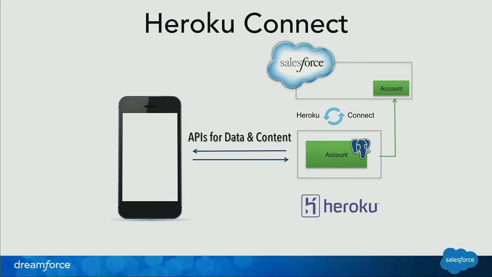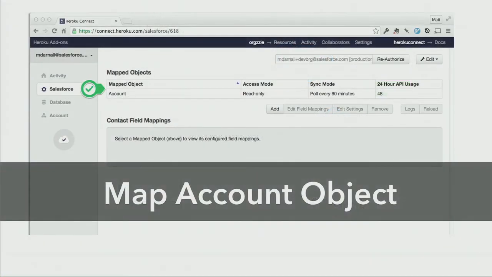It's pretty easy to set up and to configure. We just need to tell Connect what SObjects we're interested in. So here's my dashboard for Heroku Connect. And what I've done here is just mapped the account object that we're interested in. I've set it as a read-only access mode, but this can actually be bi-directional syncing, so we can do read and write syncing. And I've set this up to pull every 60 minutes, but that can be almost instantaneous if we want to.